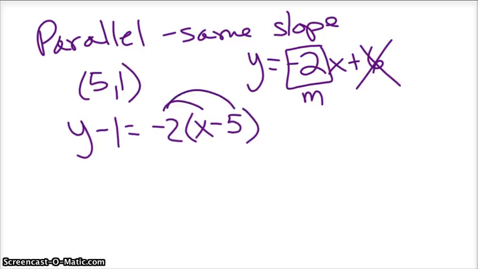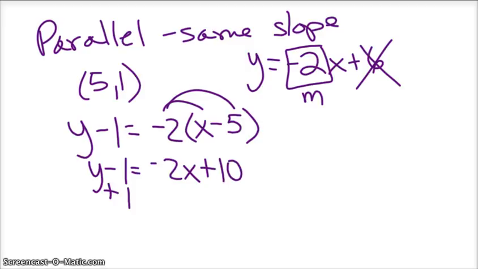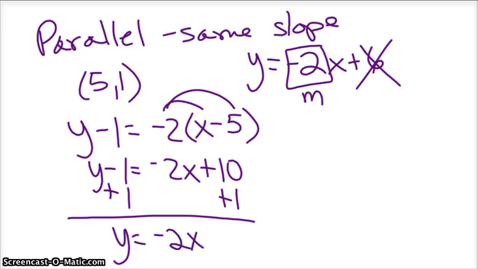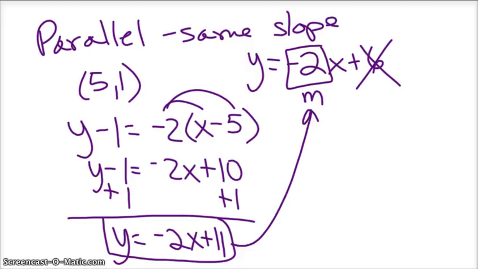Distributive property. Y minus 1 is equal to negative 2x plus 10 right here. Add 1 to both sides. Y equals negative 2x plus 11. This line is parallel to this line, except this line goes through at 11, this line goes through at 6. So y equals negative 2x plus 11 would be correct.